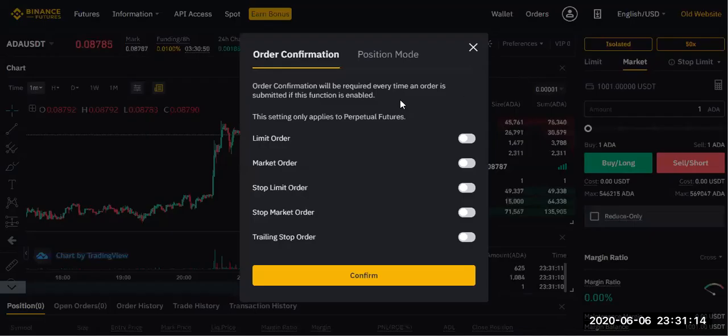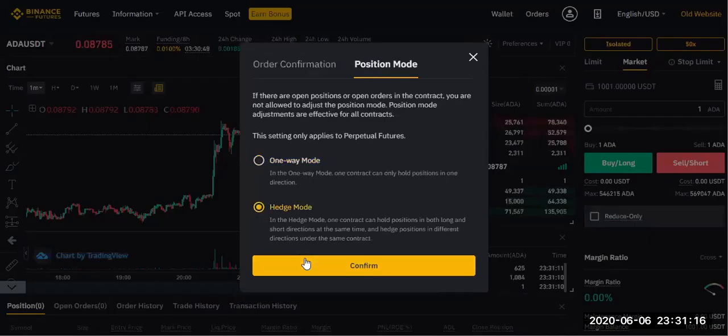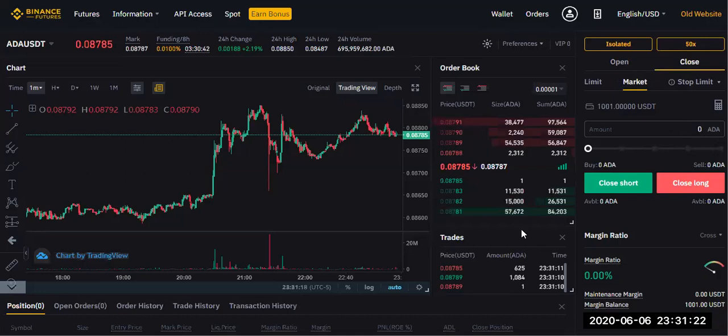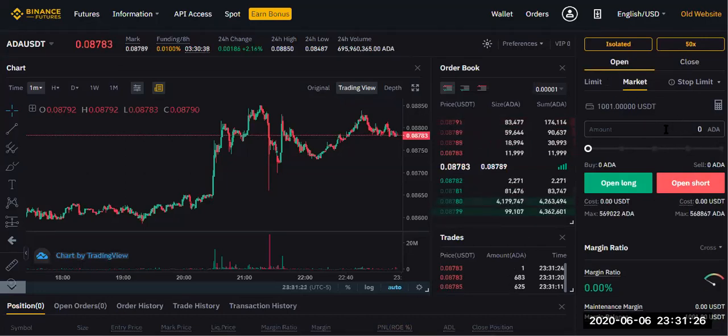Preferences, position mode. Go to hedge mode. Now it's going to say short and long. It's going to give us open and close. So if I want to close my position without pressing market, let's say that I bought, oh yeah, so the other way, if you had 10 Cardano, right? Now, if it went against you, you could sell one and say, let me go short real quick. It's going to close your position.